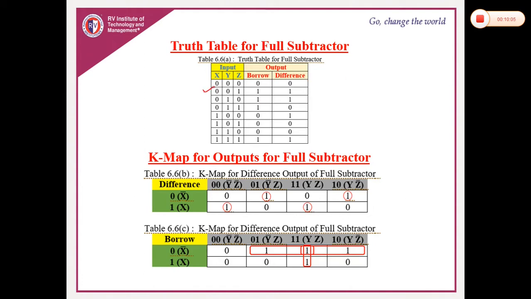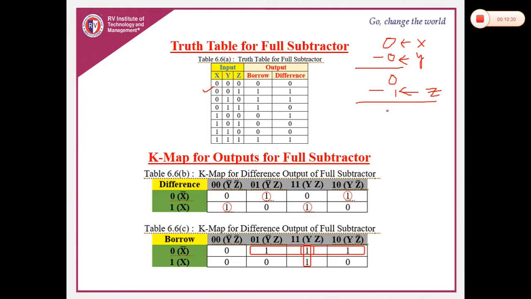So 0, 0, 1. First we have to subtract 0 minus 0, x minus y. So the result is 0. Done. Again y, z. X minus y, this is x, this is y. X minus y is 0 minus 0, and we obtained the difference. Again we have to subtract it with z. So the difference obtained should be subtracted with z. So 0 minus 0 is 0.